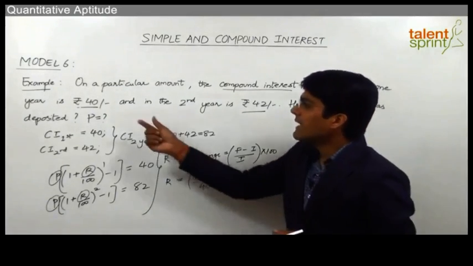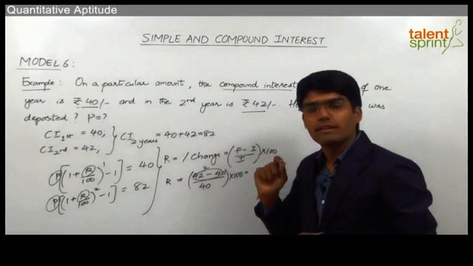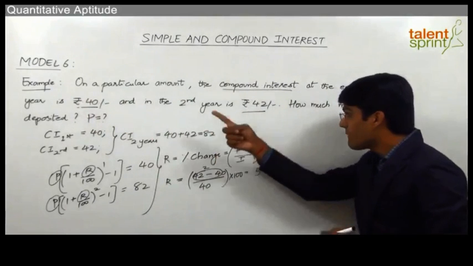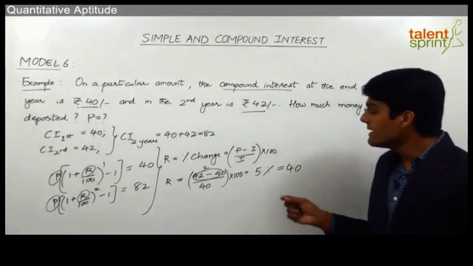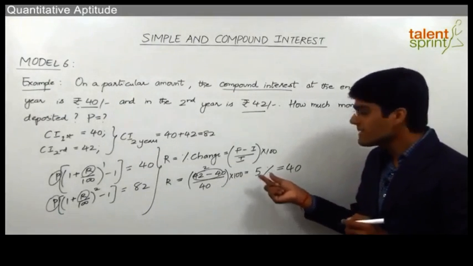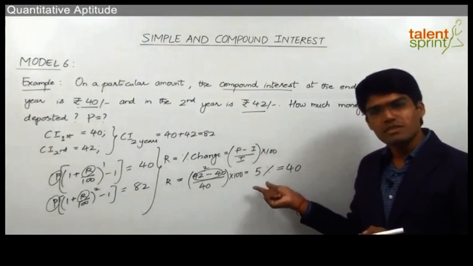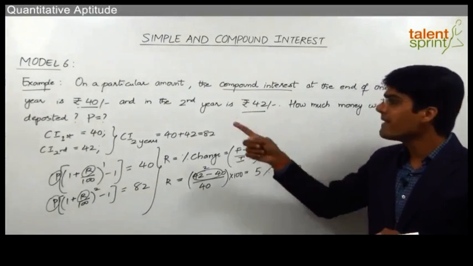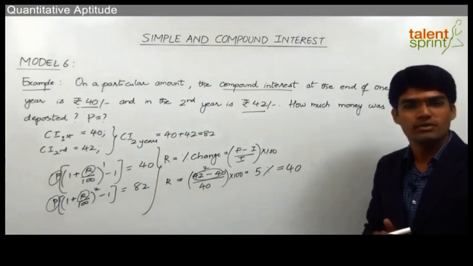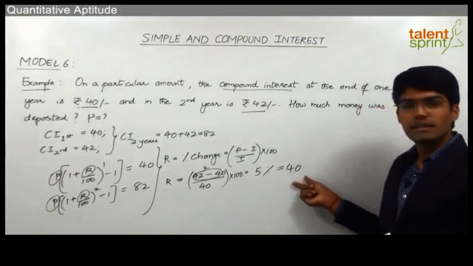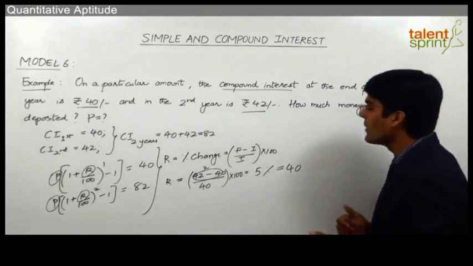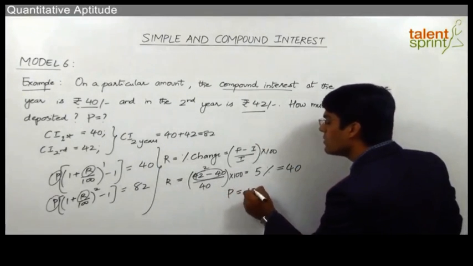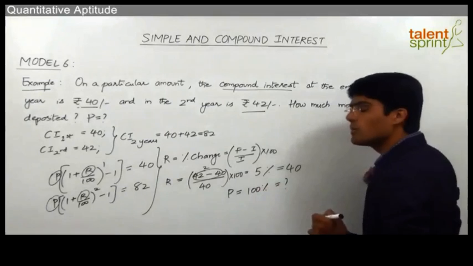Now here, as the interest earned in the first year is 40, we can say that the 40 rupees is equivalent to 5%. Because in the first year, we get interest only on the principal amount. That is 5% of 100%, which is equal to 5%. And that should be taken as the first year's interest, that is 40 rupees. So we know that 5% is 40 and we are supposed to find out how much money was deposited, that means the principal amount. Principal P should be equal to 100%. So this is equivalent to what?